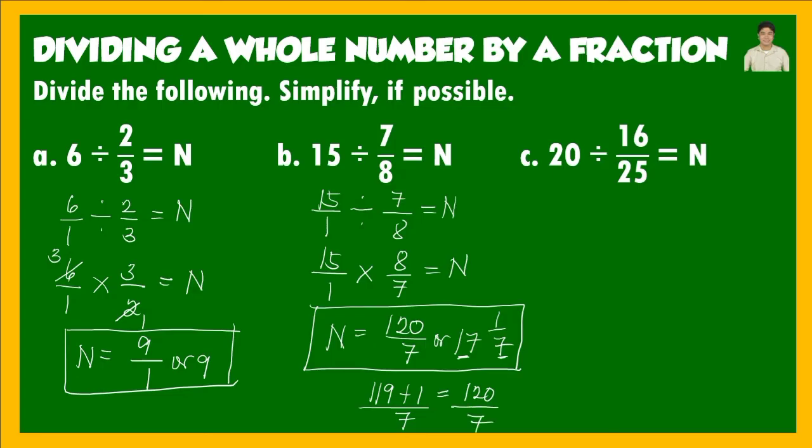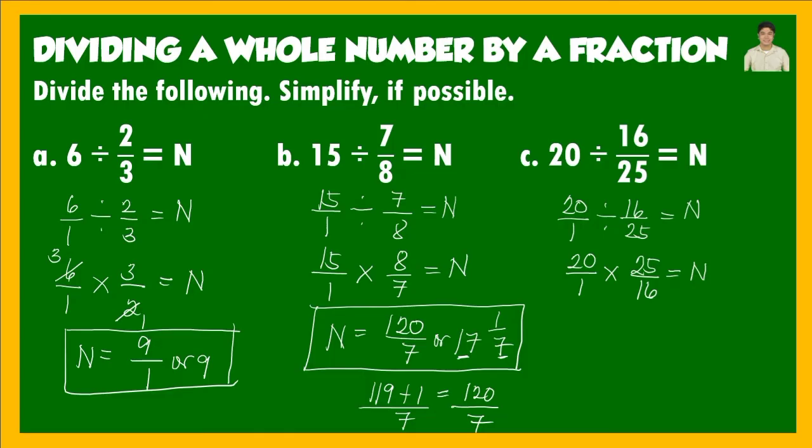Okay. So, ganun lang po ang ating pag-check. Next, 20 divided by 16 over 25 is equal to n. So, 20 over 1 and then divided by 16 over 25 is equal to n. So, keep the dividend, 20 over 1, then multiply by the reciprocal of the divisor. This will become 25 over 16 is equal to n.